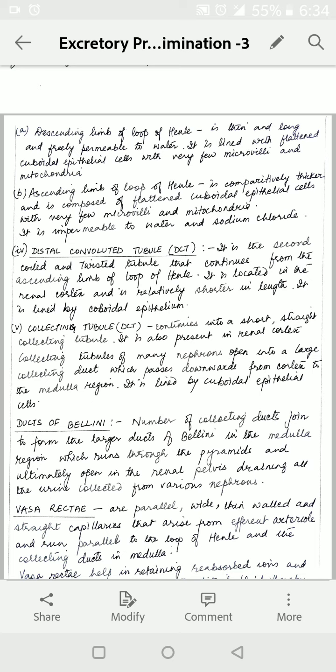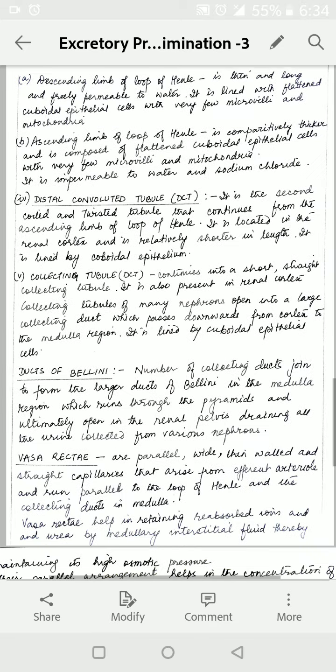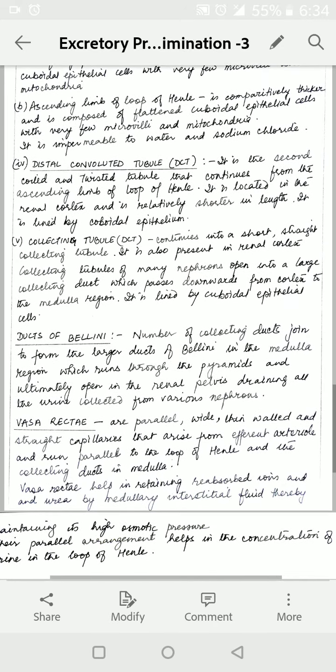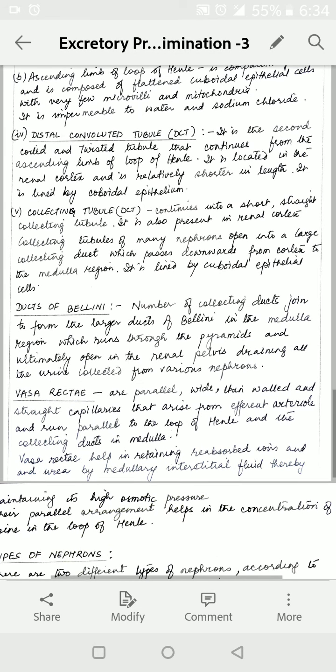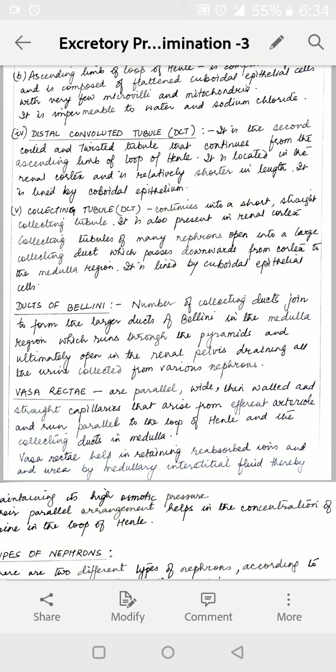The network of capillaries which was formed from the efferent arteriole is called vasa rectae, and these are parallel, wide, thin-walled and straight capillaries which arise from the efferent arteriole. They run parallel to the loop of Henle and the collecting ducts in the medulla, and from the medulla they loop back into the cortex region and finally drain their blood into the venule.